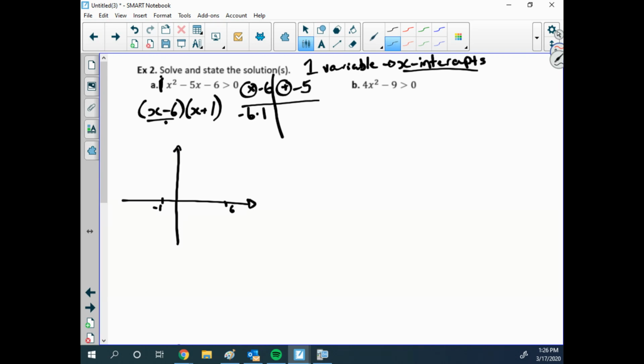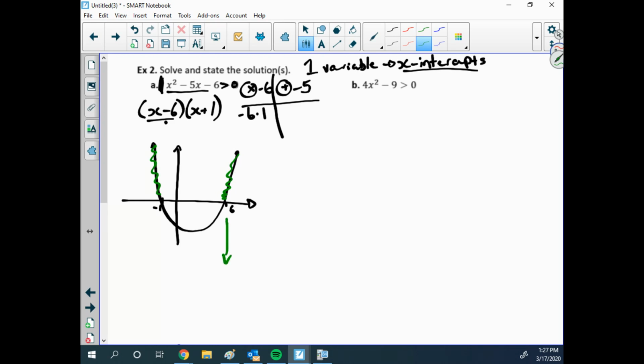So this, because the leading coefficient is positive, is going to open up. So I have a function that kind of looks like this. And now I just need to answer and state my solution. So where is this equation greater than 0? Well, this equation is greater than 0 over here and over here. And I just state my solutions then as such.